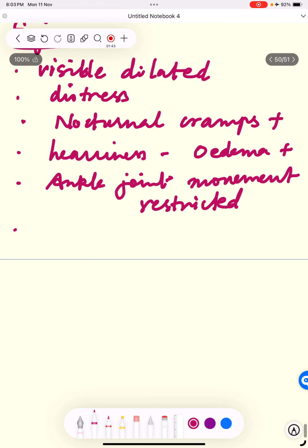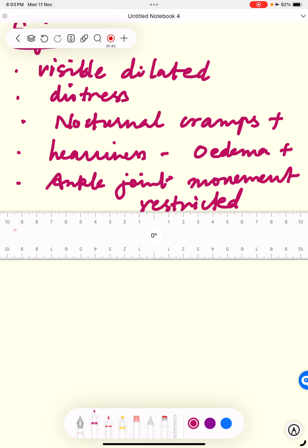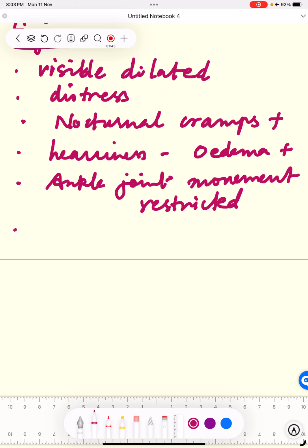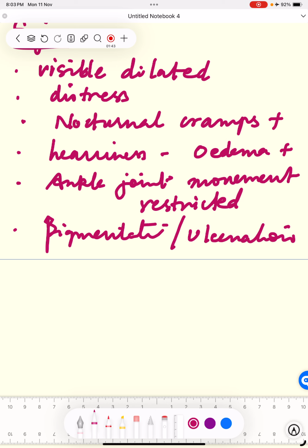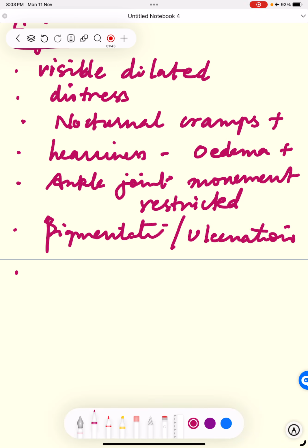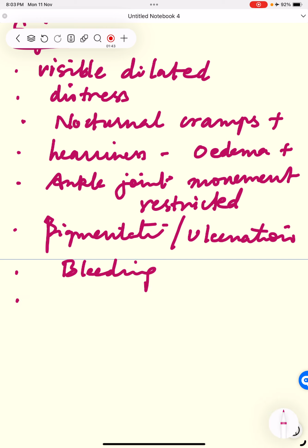Patient will present with pigmentation and sometimes with ulceration of the skin. Patient will sometimes present with active bleeding.